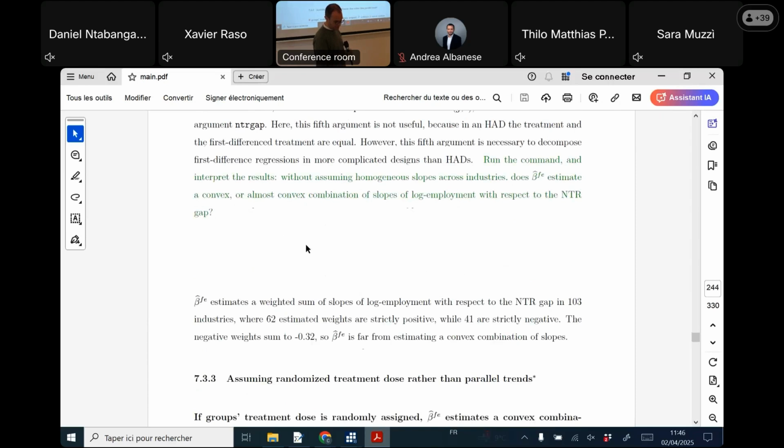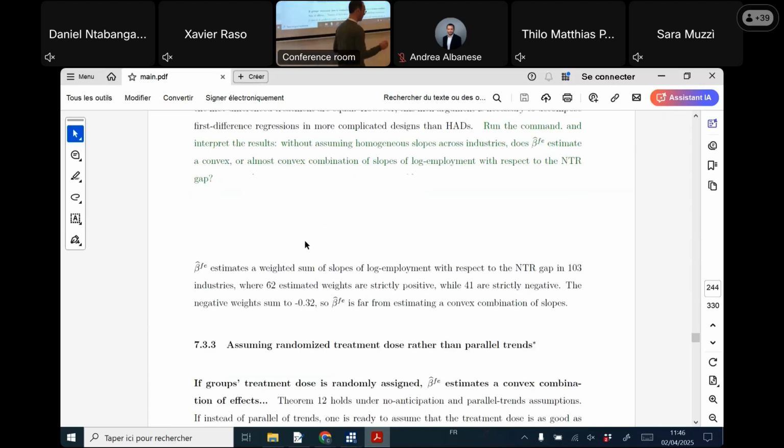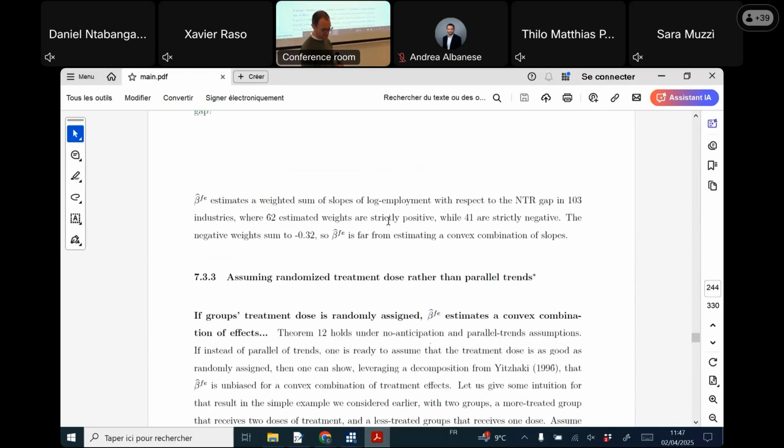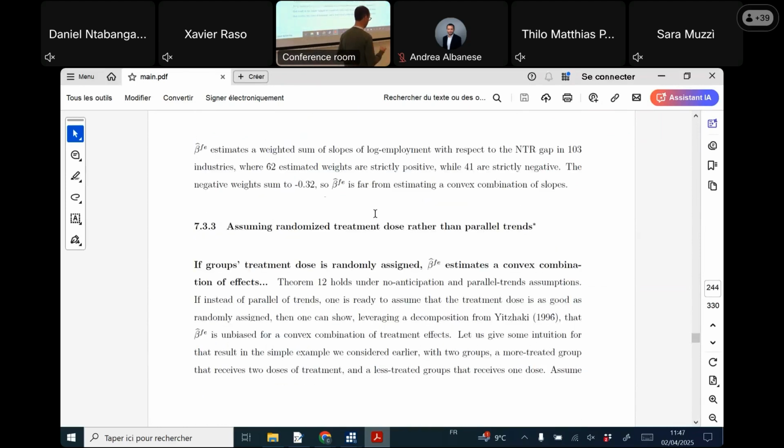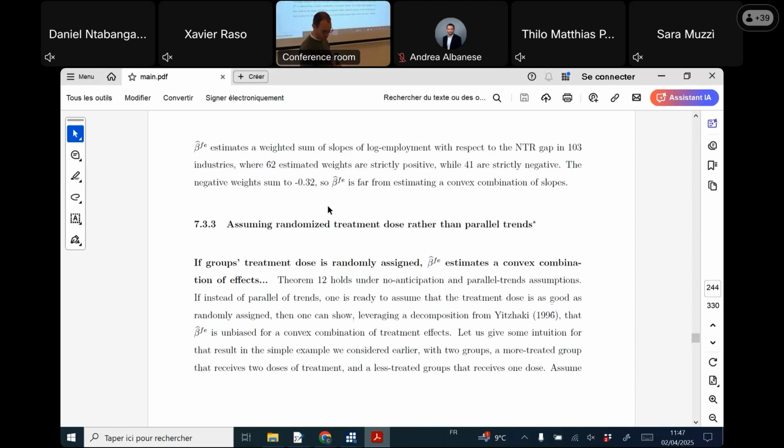Okay, and here again, if we assume that the treatment dose was randomized, then no problem anymore. Two-way fixed effects identifies a convex combination of effects. But as we said yesterday in our discussion of the assumption of randomized treatment timing, randomized treatment dose is a strong assumption that you would need to validate using balancing checks. Plus, if you're really ready to believe that the treatment dose is randomly assigned, then you should not be using the two-way fixed effect estimator. Instead, you should be regressing YG2 on the period 2 dose, controlling for the period 1 outcome. That's going to give you a more efficient estimator.